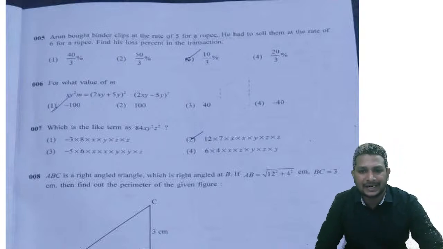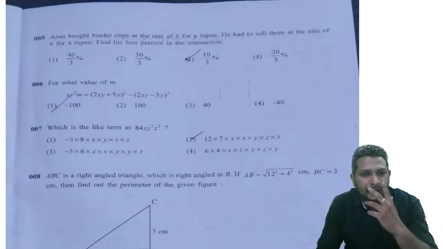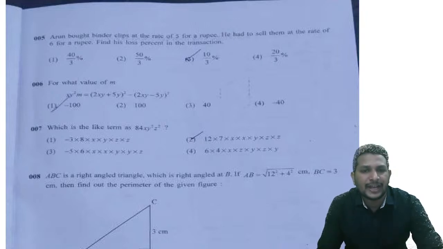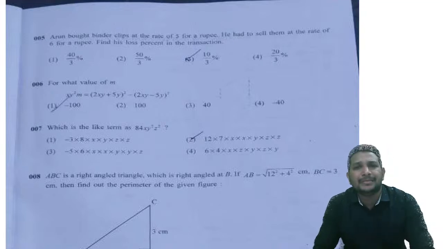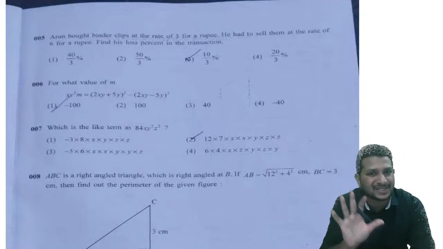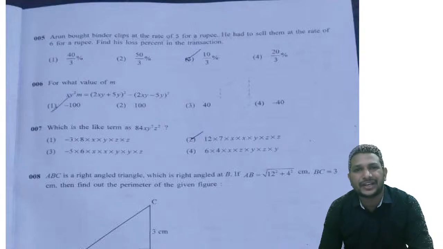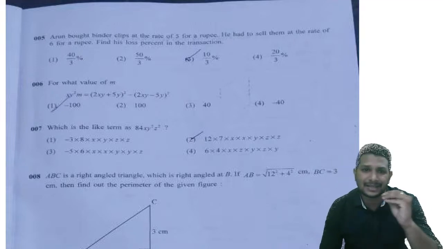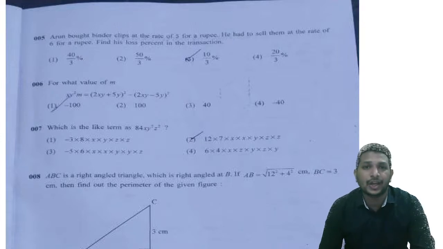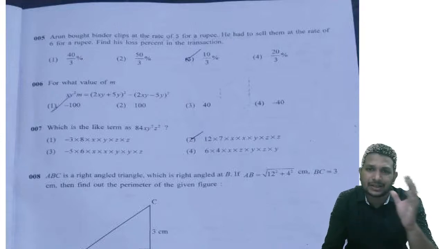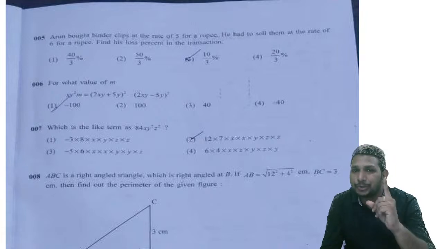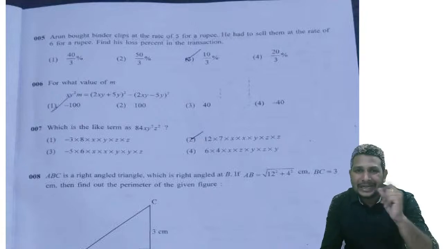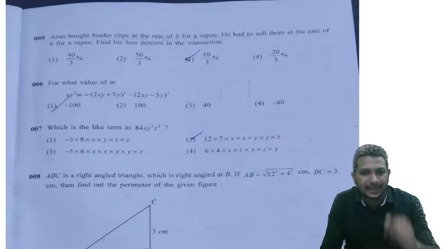Arun bought binder clips at a rate of 5 for a rupee. 5 for a rupee means for 1 rupee he got 5 clips. He sold them at a rate of 6 for a rupee. So for 1 rupee he sold 6 clips. So here they gave the cost price as well as selling price. They're asking to find loss percentage. They gave the cost price in such a way that for 1 rupee he got 5, so for 1 clip it will be 1 by 5.